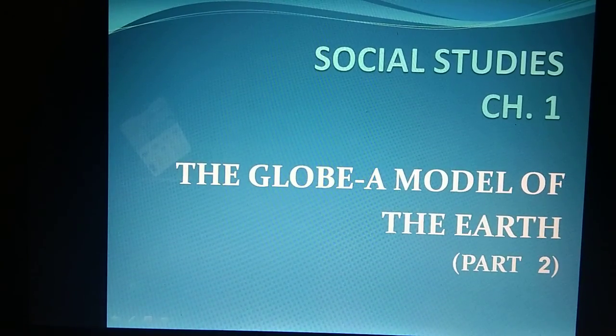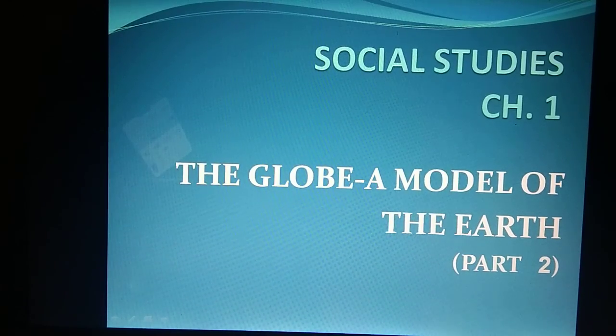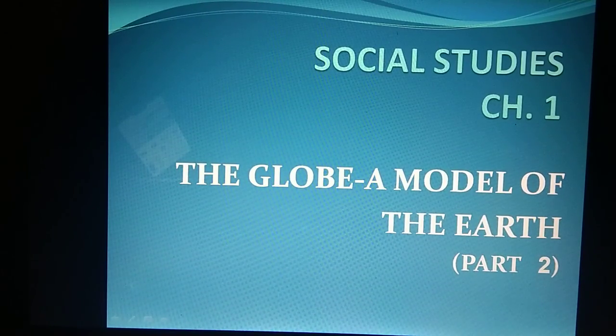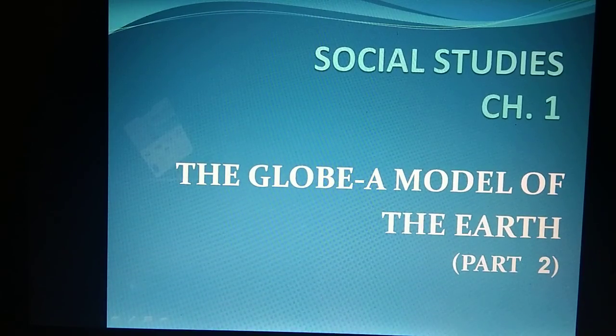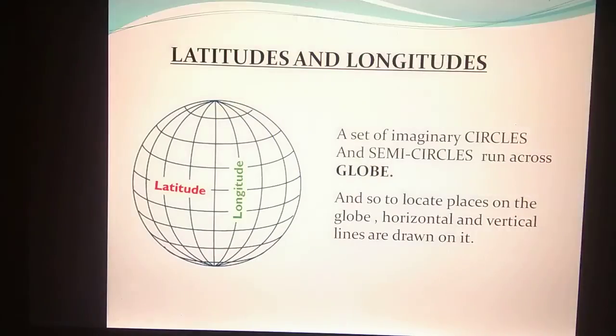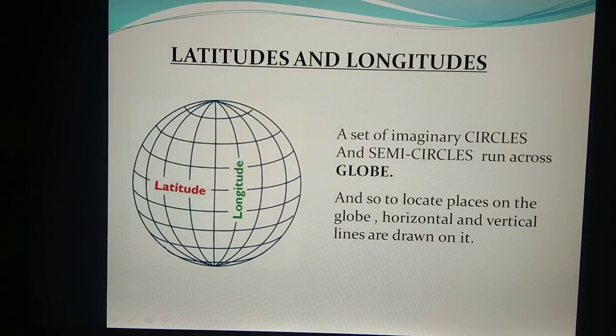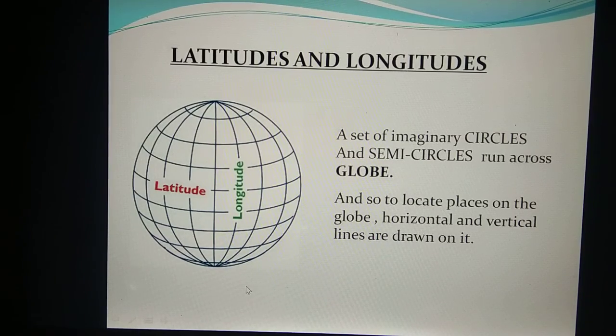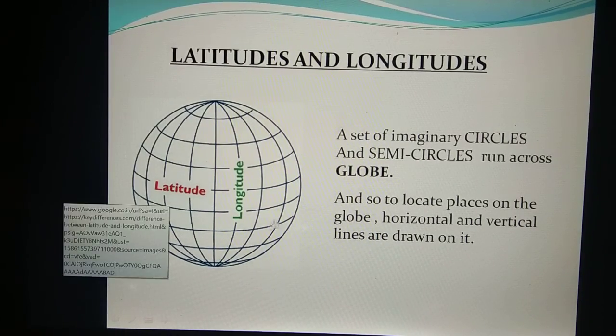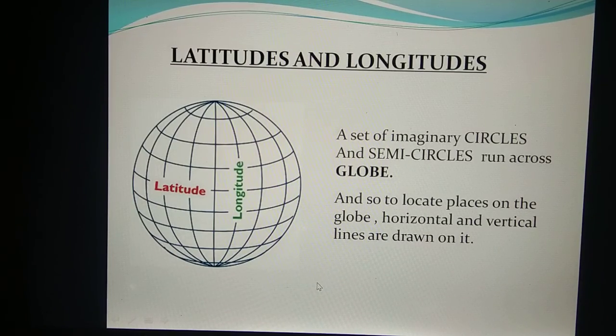In our previous class, we have started the trip to the globe. So let's carry on the trip further. Latitudes and longitudes. A set of imaginary circles and semicircles run across the globe, and these horizontal and vertical lines are drawn on it to locate the places on the globe.